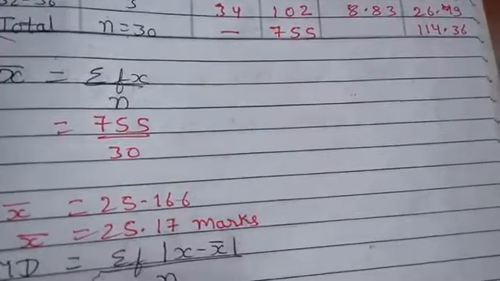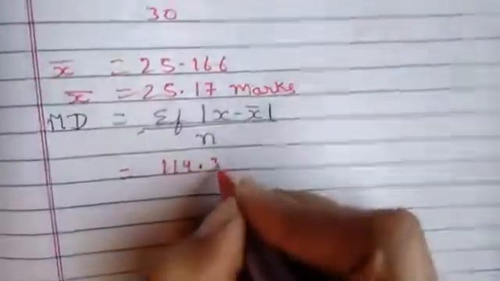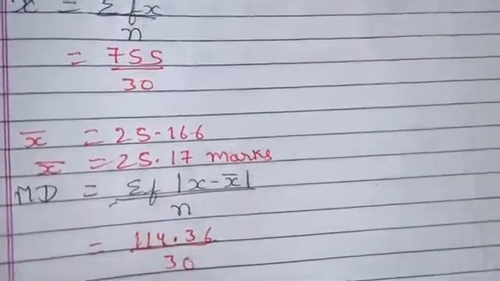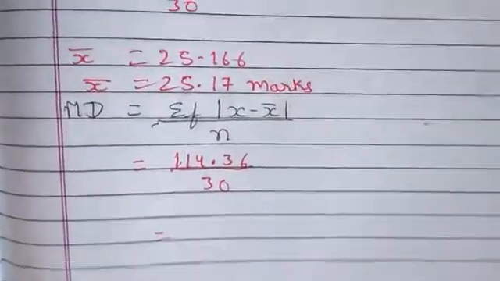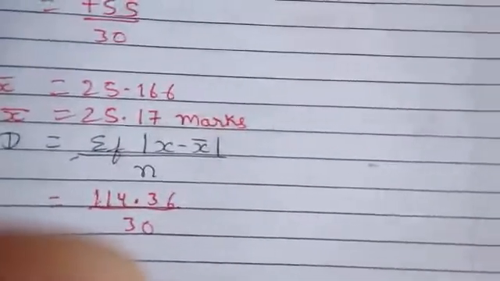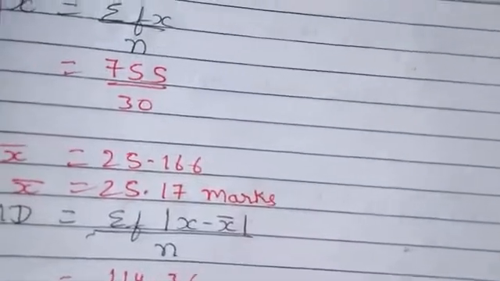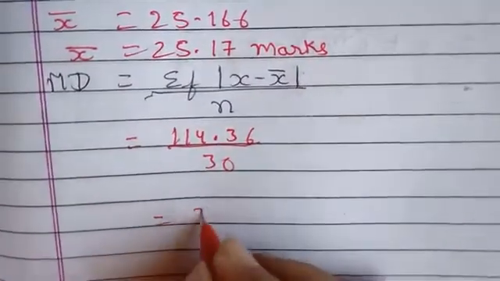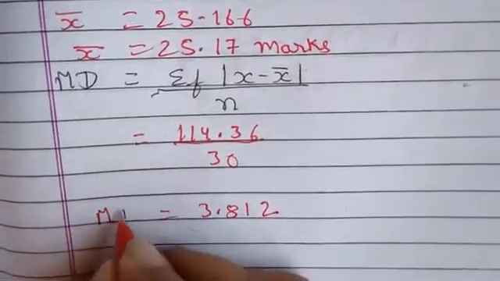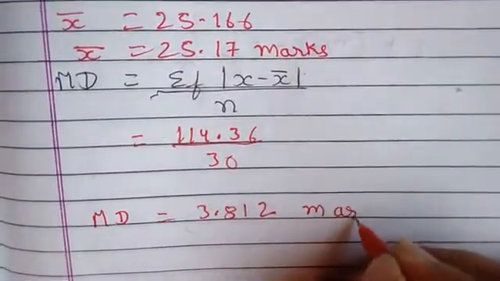Now put it in our mean deviation formula. Sigma f absolute x minus x bar divided by n, that is 114.36 divided by n. N is 30. So 114.36 divided by 30, we get our answer as 3.812. Therefore mean deviation is equal to 3.812 marks.